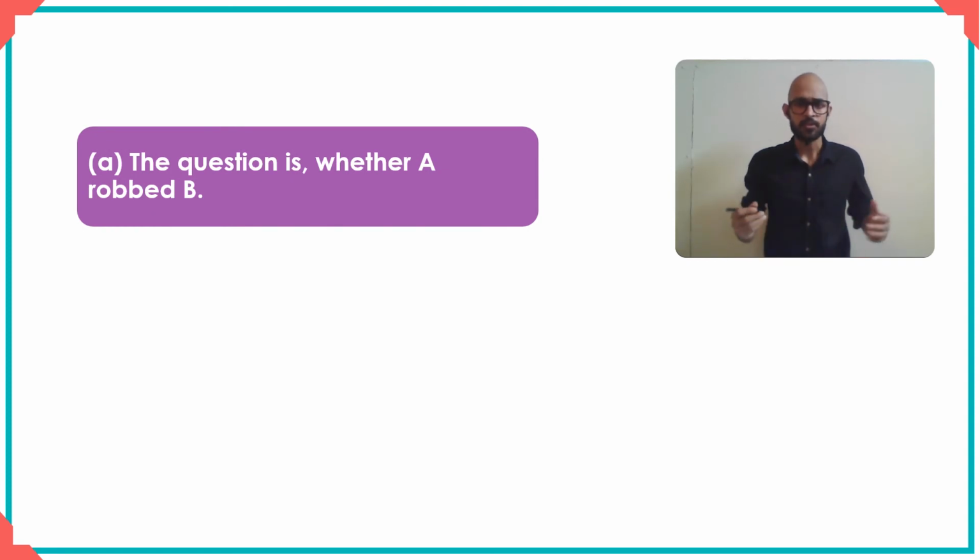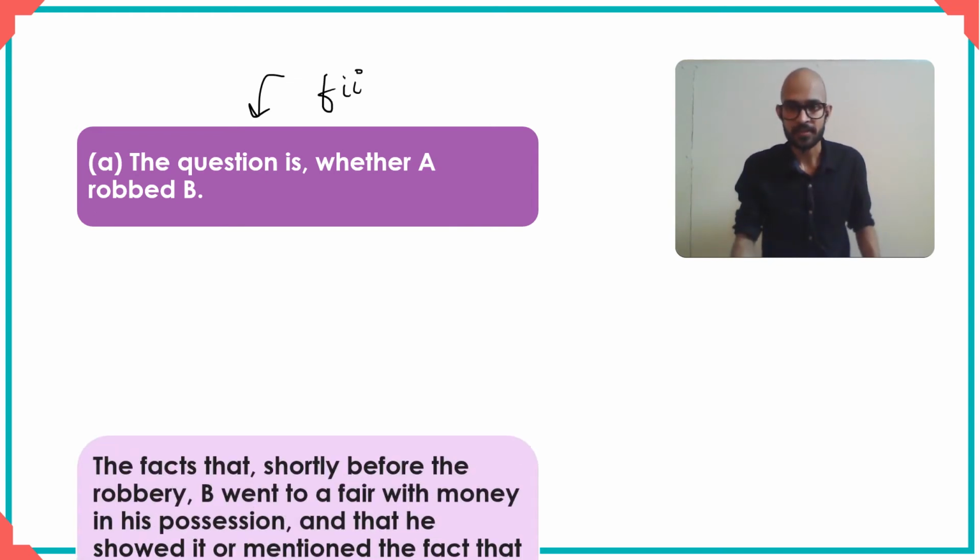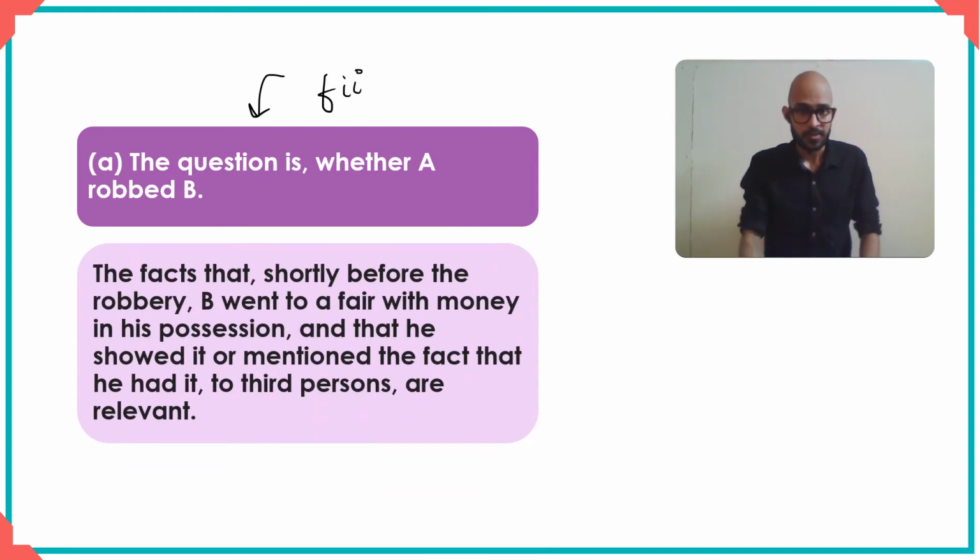Illustration A tells you that the question is whether A robbed B. I mean, this is what it is telling you, that this is the fact in issue, right? This is the reason for the dispute. Now it will give you some more facts and tell you how they are relevant under section 7. So it says the facts that shortly before the robbery, B went to a fair with money in his possession, and that he showed it and mentioned that he had it to someone else are relevant.